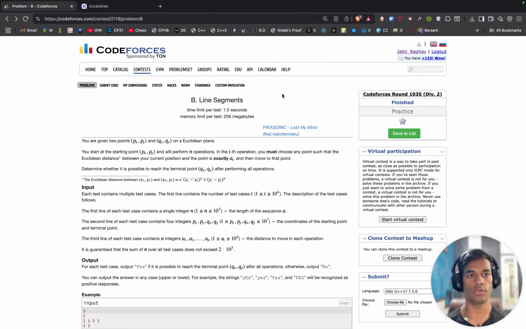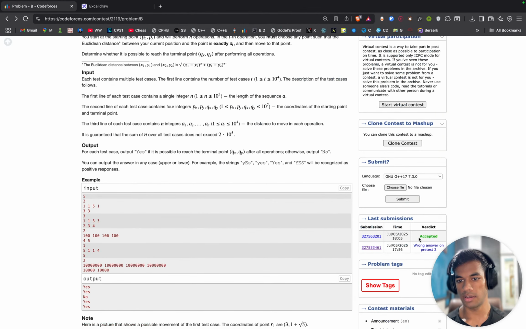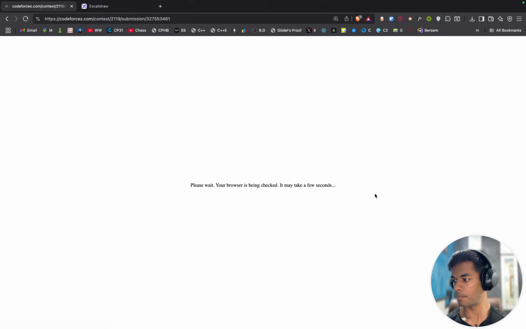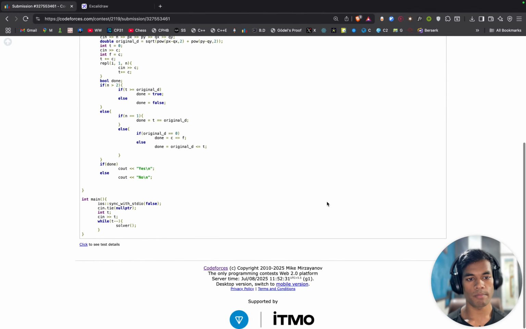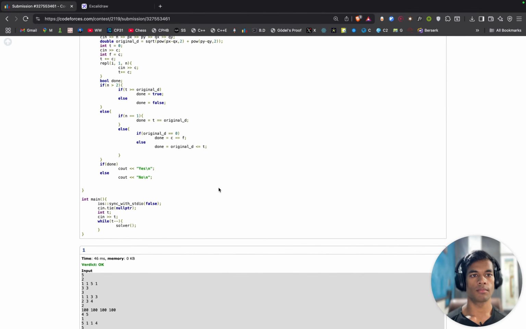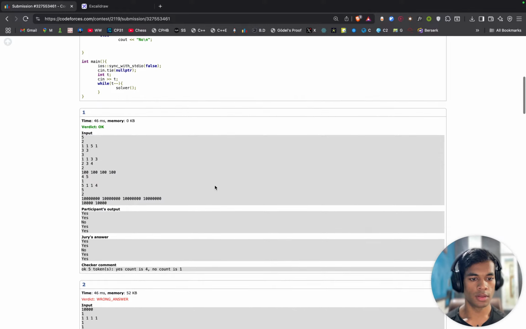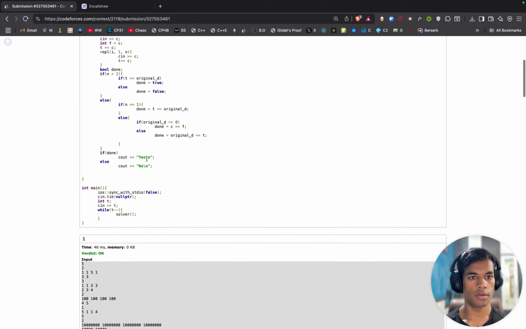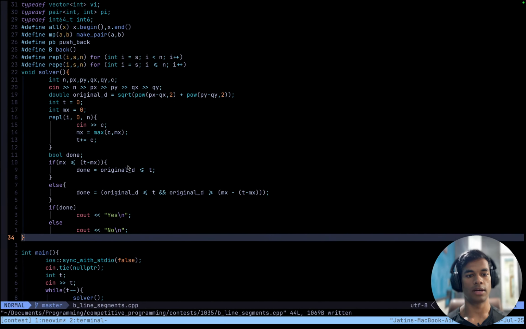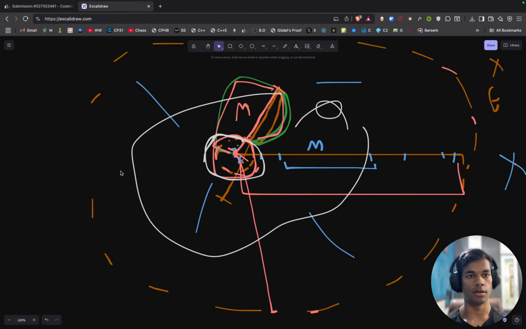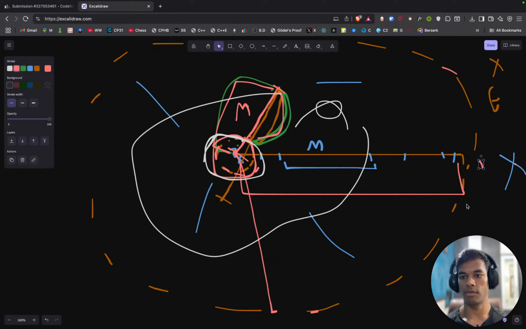So that is my solution, and I got it right in the second attempt. Why was it wrong the first time? Wait, what was the mistake in my code? Yeah, I was not considering the inner circle. I was only comparing with the outer circle and not considering the inner circle. That was the problem.